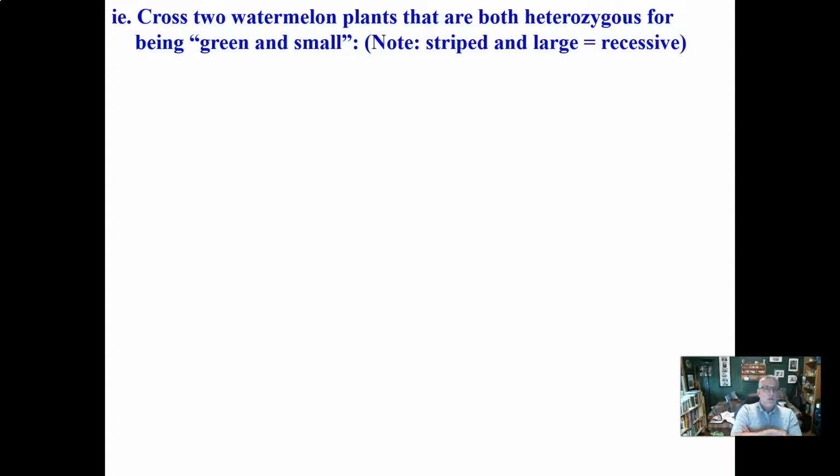So, in the world of watermelons, green and small is dominant. We actually mentioned that a long time ago. The recessive versions of watermelons are striped and large. Striped and large, that's actually recessive. So again, I think I mentioned this to you before: somehow, some way, I'll always tell you what's dominant and what's recessive in all these. In this case, that's the watermelon story.